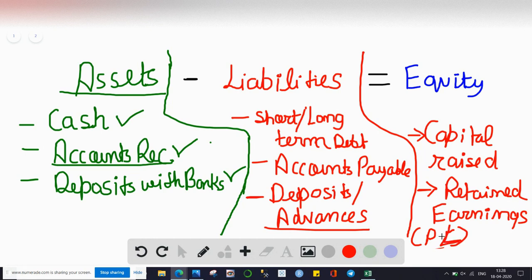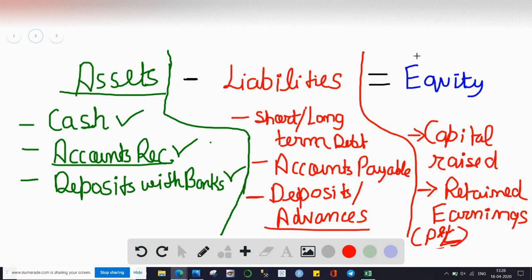Profit and loss. Why profit and loss? As a matter of convention, as a matter of detailed level in the balance sheet classification rules, retained earnings, or we can say the part of equity, will also include the profit or loss generated during the year.